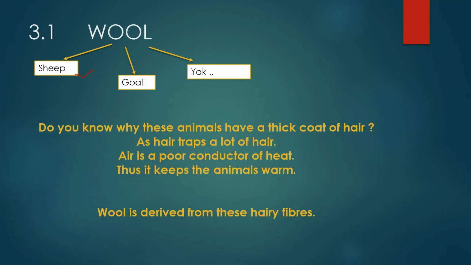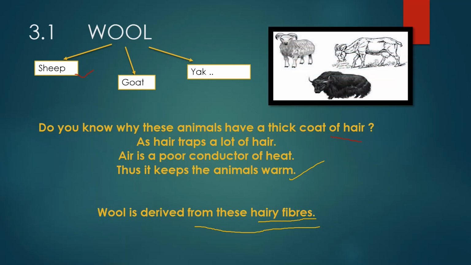But do you know why these animals have a thick coat of hair? On their body you will see there is a thick coat. Why? Because hair traps a lot of air and it is a poor conductor of heat, it keeps the animals warm. So they can live in cold places, like sheep, goat and yak, and wool is derived from their hairy fibers. Here is a reference picture of goat, sheep and yak.